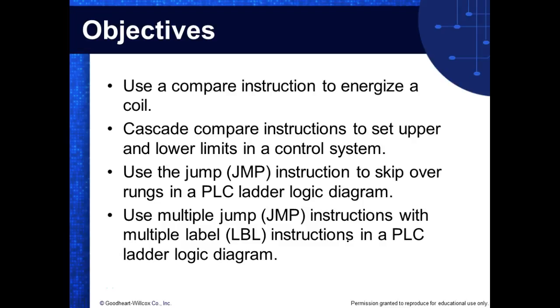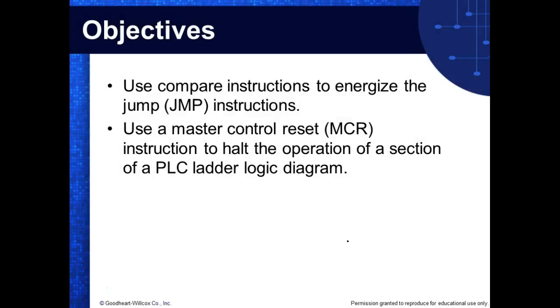Cascade compare instructions to set upper and lower limits on a control system. Use jump instructions to do what? Skip around in our program. Use multiple jump instructions with multiple label instructions in a PLC ladder logic diagram. So we'll look at this in a minute. Jump instructions is what we call an instruction pair. So what does that mean? You can't use one without the other. So jump label is a pair. There's several of them. We have instruction pairs.